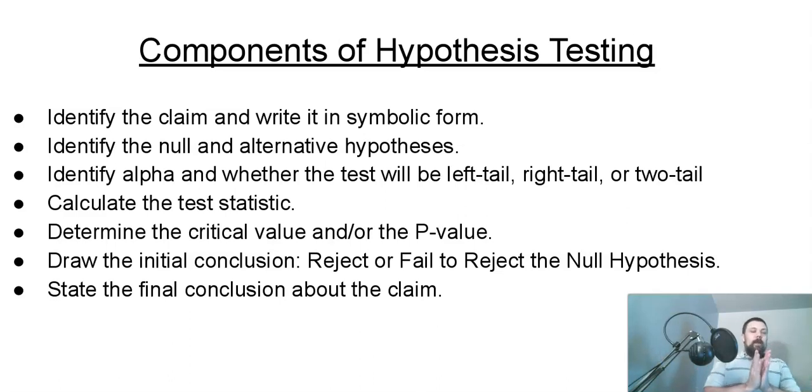So the initial conclusion we're drawing is to either say the null hypothesis is false, reject the null hypothesis, or we were unable to show that it was false, but we're not necessarily asserting that it's true either. We're just saying the data just wasn't strong enough evidence to prove this was false. But we don't want to go as far as to say that means it's definitely true.